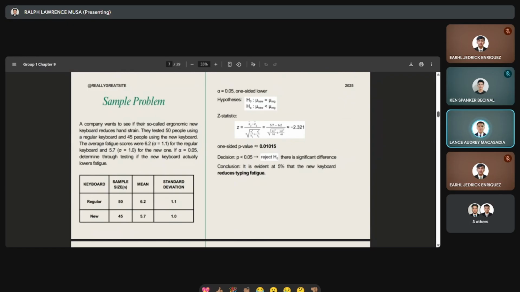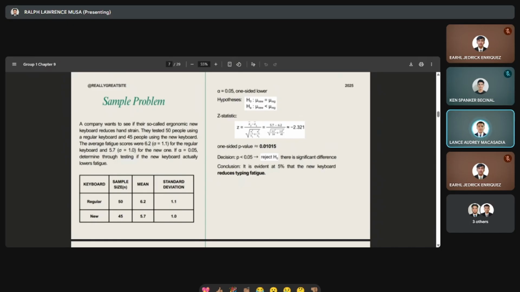Sample problem number 1. A company wants to see if their so-called ergonomic new keyboard reduces hand strain. They tested 50 people using a regular keyboard and 45 people using the new keyboard. The average fatigue scores were 6.2 for the regular keyboard and 5.7 for the new one. If alpha equals 0.05, determine through testing if the new keyboard actually lowers fatigue. So the problem says that the study aims to determine if the new ergonomic keyboard actually helps reduce hand fatigue.